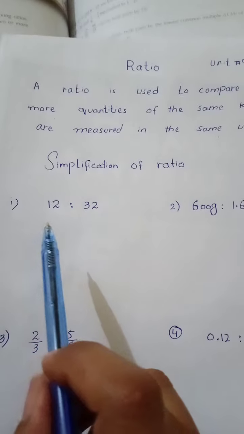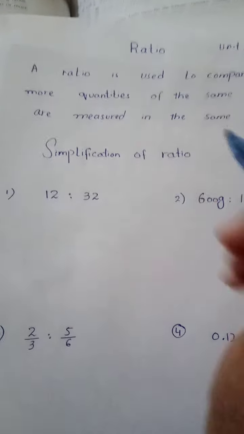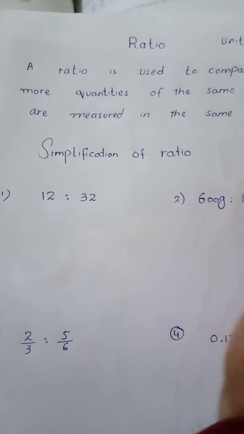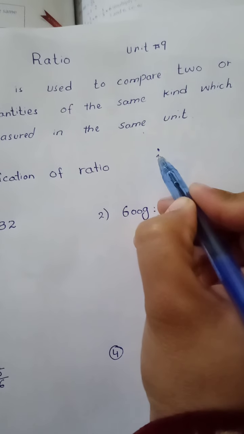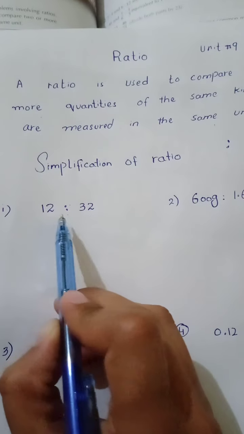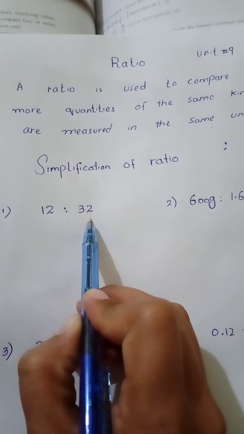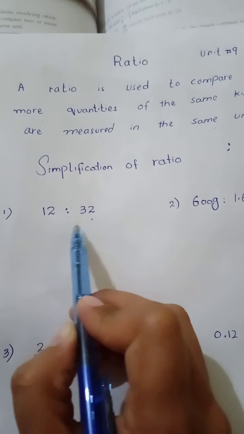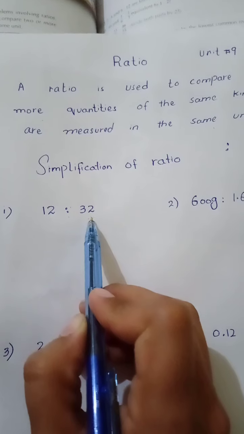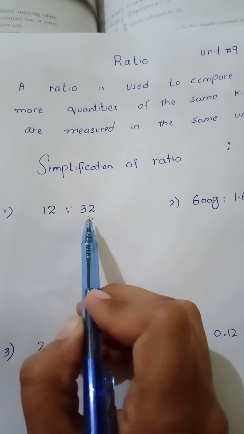In my first question, you can see 12 ratio 32. The symbol of ratio is these two dots. We read it as ratio. So this is 12 ratio 32. I will simplify it, and it's very easy and you all know about it. How do we simplify the ratio? We cut them on the same table.